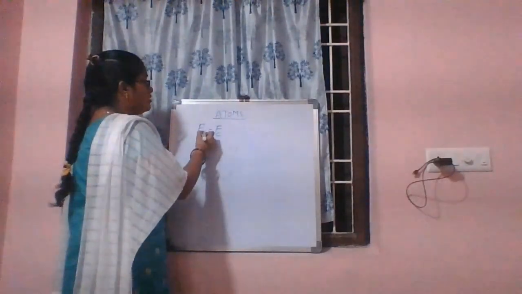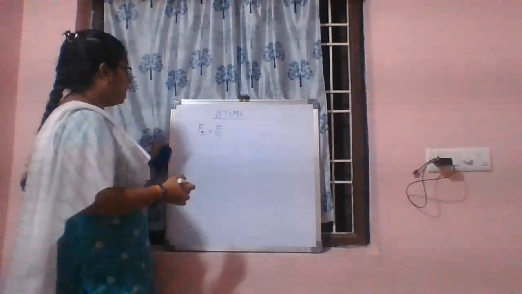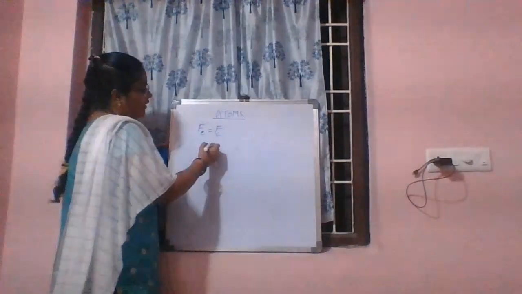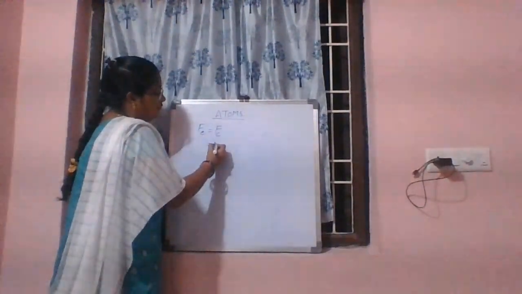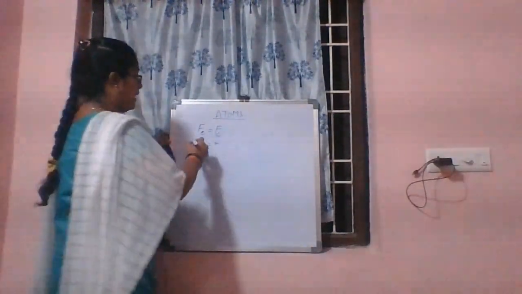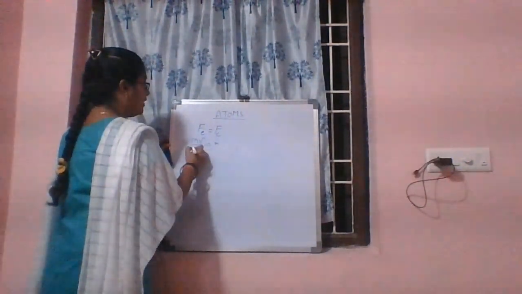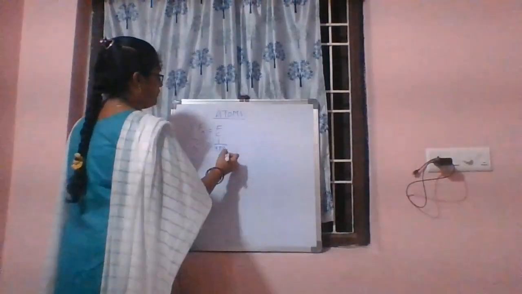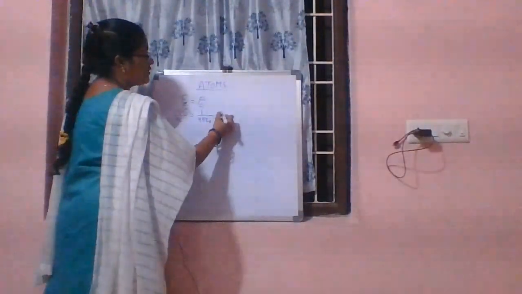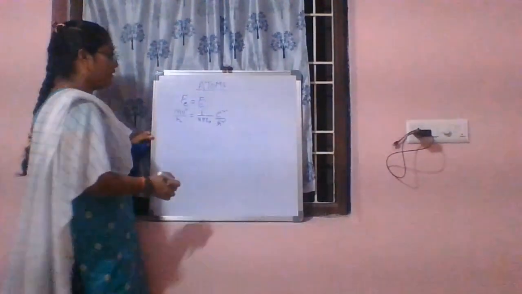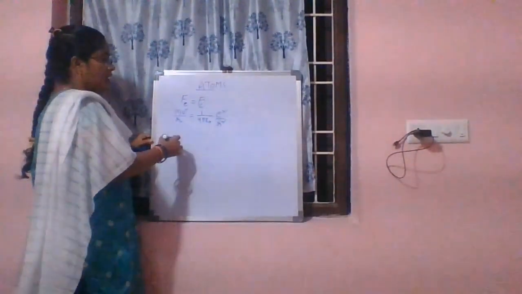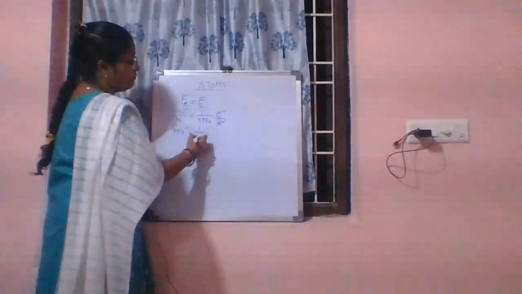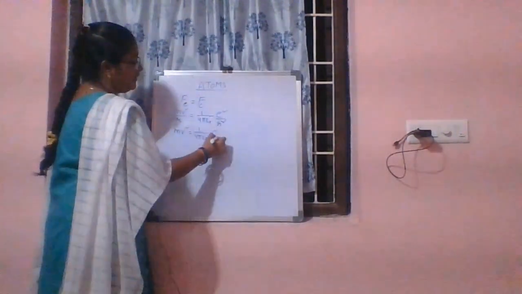We have the electrostatic force equation. That is, mv square by r equals 1 by 4 pi epsilon naught e square by r square. From this, r cancels out, giving mv square equal to 1 by 4 pi epsilon naught e square by r.